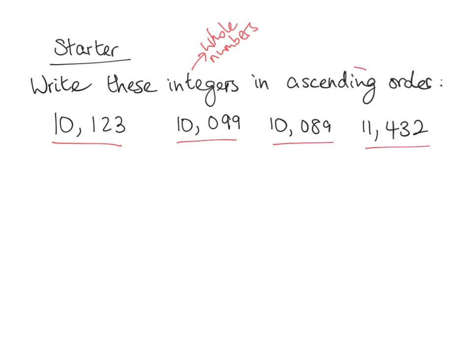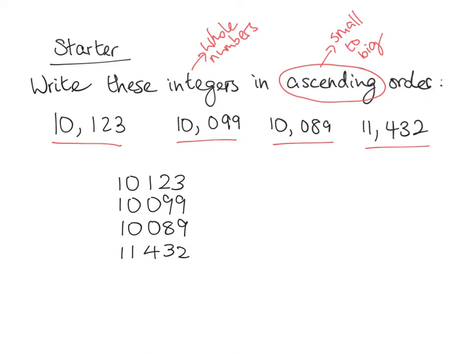And let's also make sure we're all happy with the word ascending. Some of you, I'm sure, will know what this means. Ascending means we want it to go from the smallest to the biggest. So see if you can rewrite those 4 large numbers underneath, starting with the smallest all the way up to the biggest. So pause the video and have a go. And when you're ready to check your answer, you can play the video again.